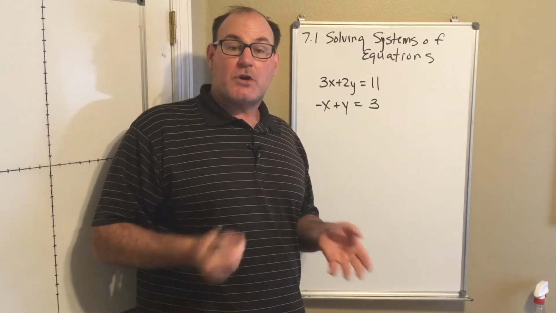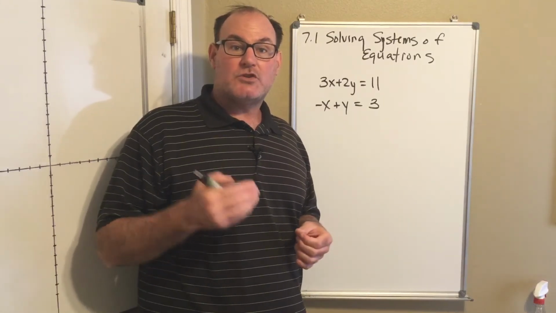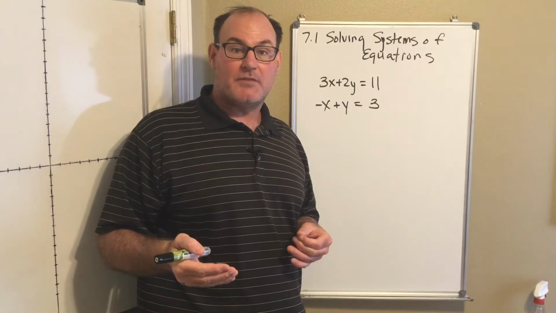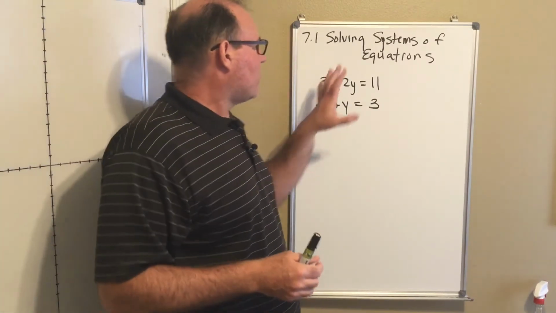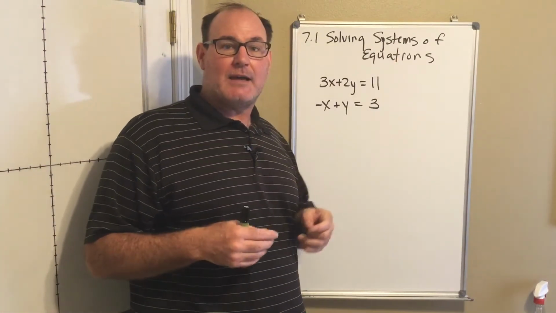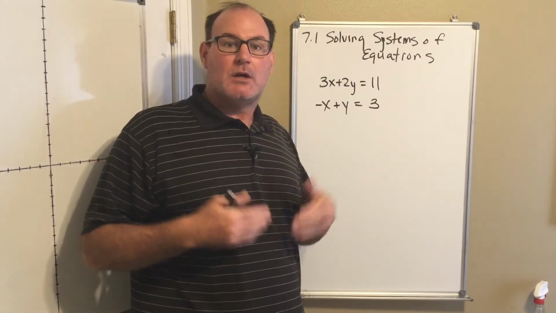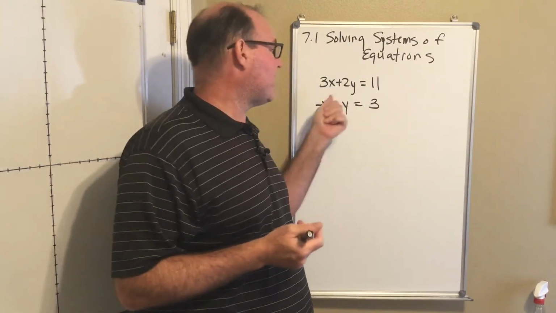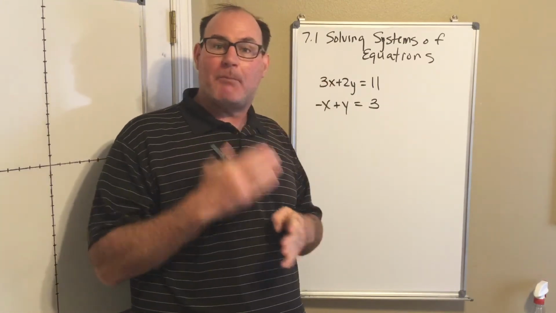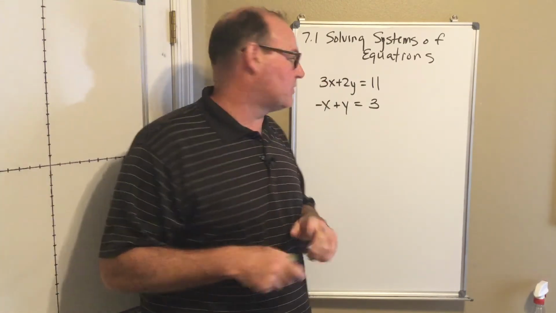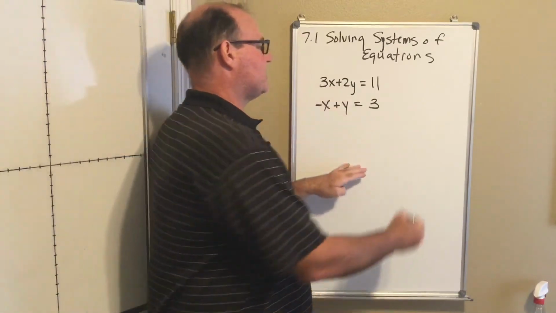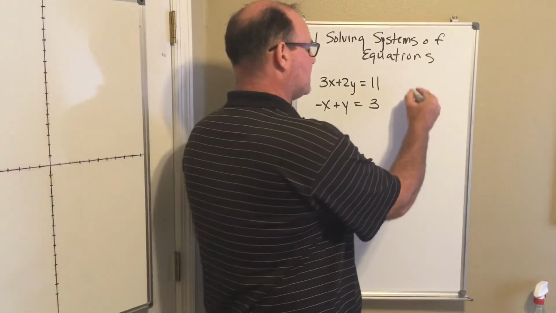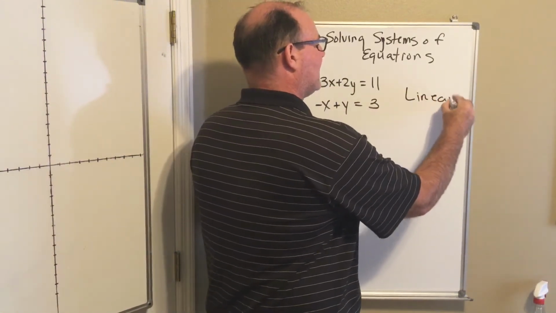All right, so to start out chapter 7, we are going to look at solving systems of equations. When I solve a system of equations, I am trying to figure out where two graphs intersect. So if we were to graph these two things, I would want to know what point or what points they intersect. Now these two equations, these are both lines, so this is called a system of linear equations.